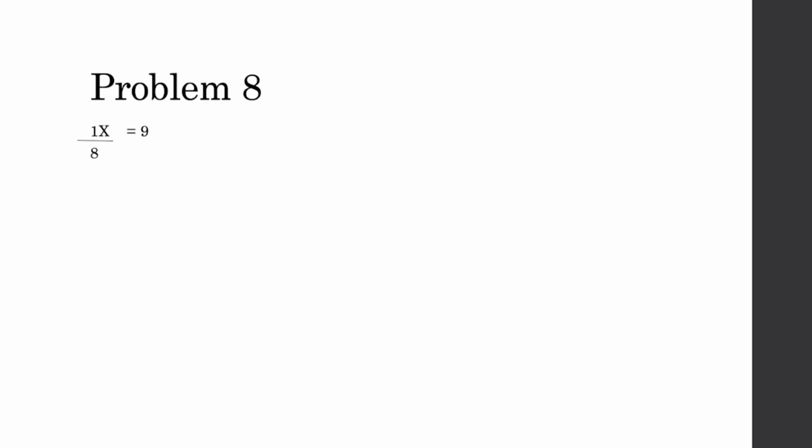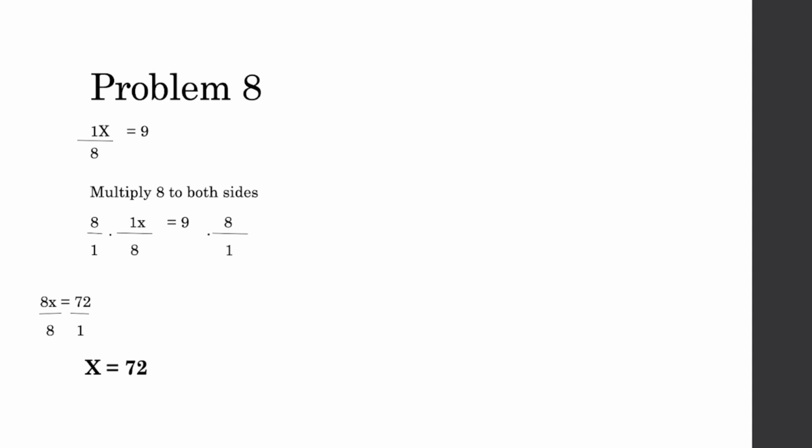Hopefully you came up with a solution. So hopefully you got the following. We're going to multiply 8 to both sides. So you could think of it as keep, change, flip. So we have 8 over 1 times 1x over 8 equals 9 times 8 over 1. So you can have 8x over 8 equals 72 over 1. The 8's cancel out, and you're left with 72. When you do the check, you get 72 over 8 equals 9, and 9 equals 9. So that right there deserves a check.